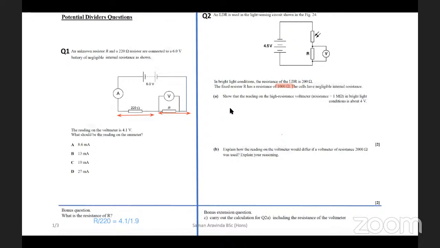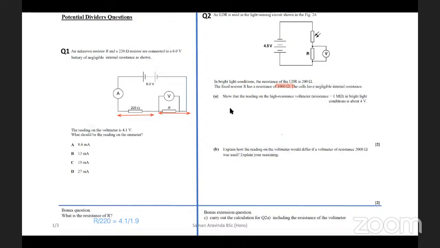So the first one, if I just read it out for a second: the LDR is used in the light sensing circuit shown in the following figure. In bright light conditions, the resistance of the LDR is 200 ohms. The fixed resistor R has a resistance of 1000 ohms. The cells have negligible internal resistance. There you have to correct it as 1000. Show that the reading on the high resistance voltmeter, resistance of 1 mega ohm, in bright conditions is about 4 volts.